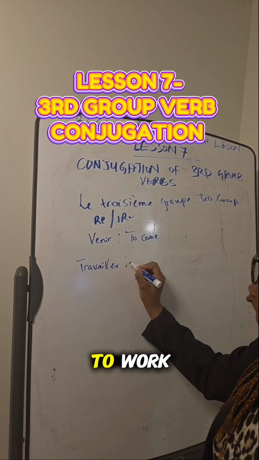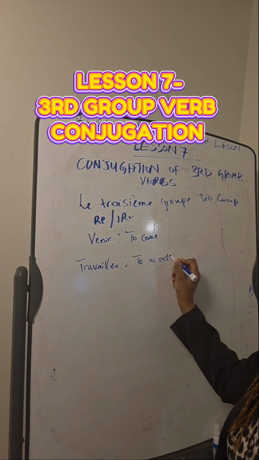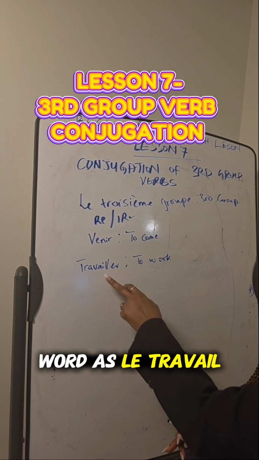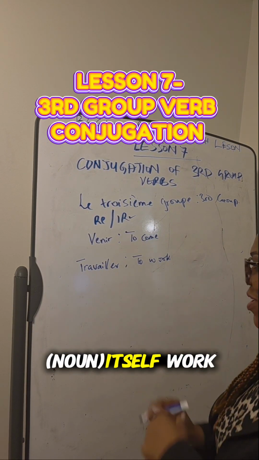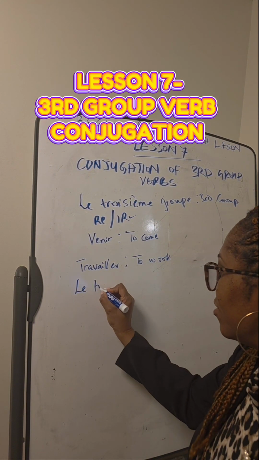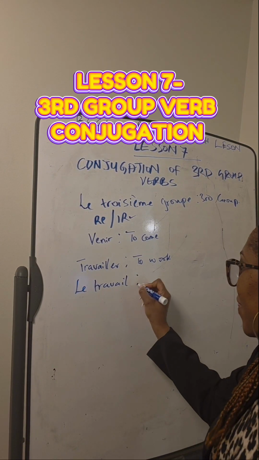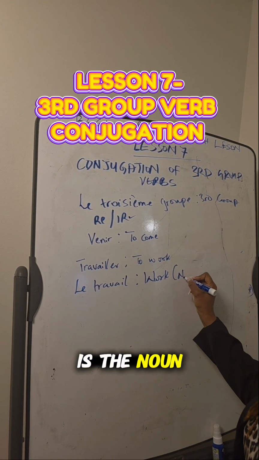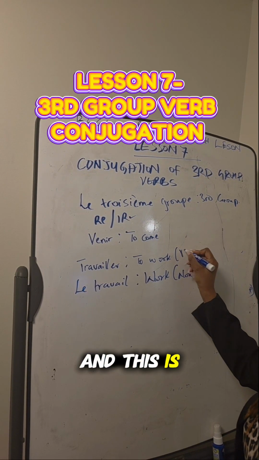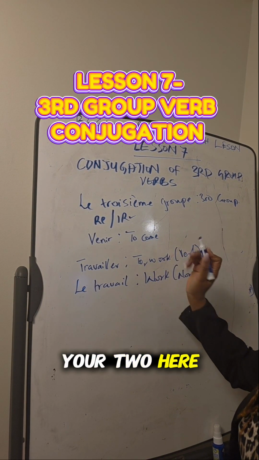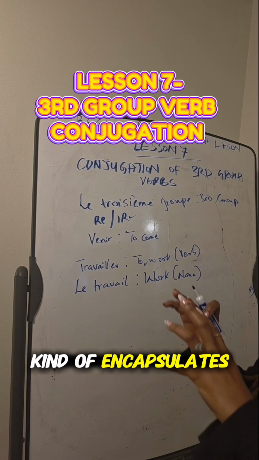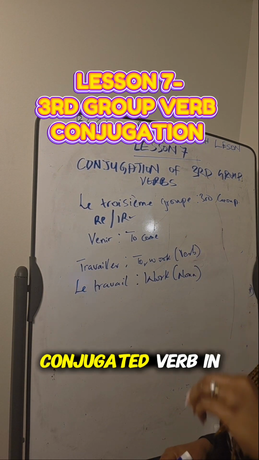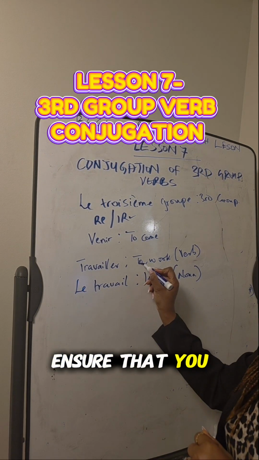Travailler means to work. But we have a closely related word to travailler, which is work itself. Work in French, le travail. This is work. So you can say that this is the noun and this is the verb. Your "to" here kind of encapsulates the action. So please, whenever you're defining an unconjugated verb in French, ensure that you put "to".